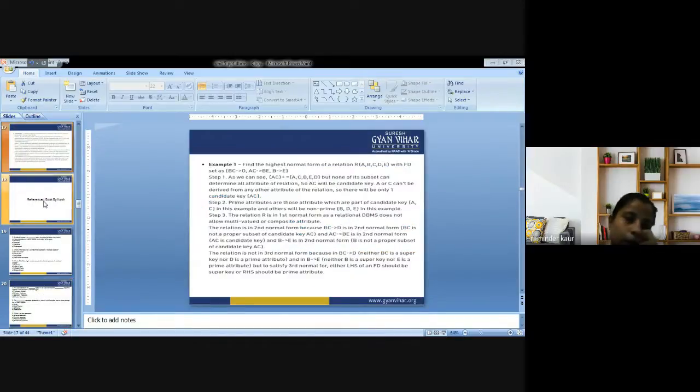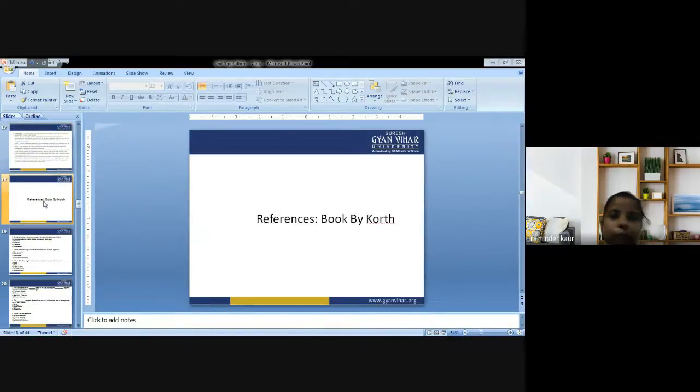So next, a book is given for your reference. It is a book by Codd that is available in the college library. You can get it issued from the library and have a look at the same.